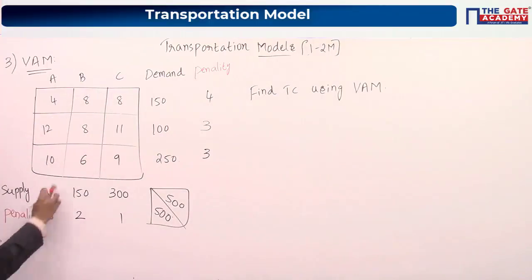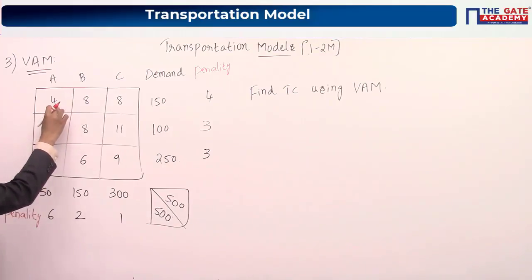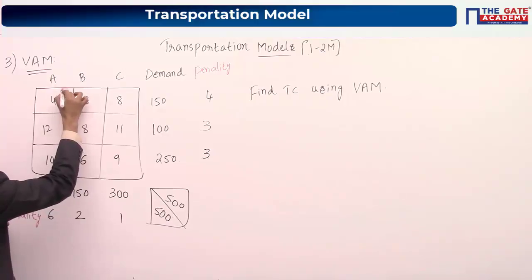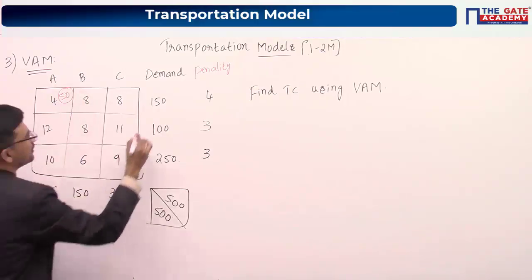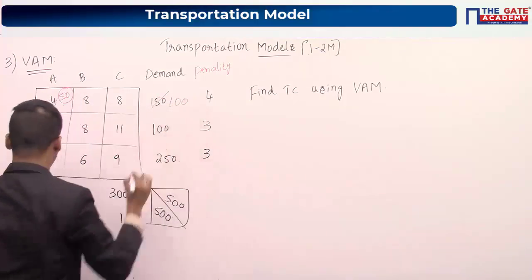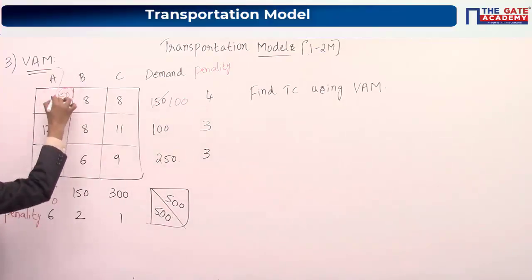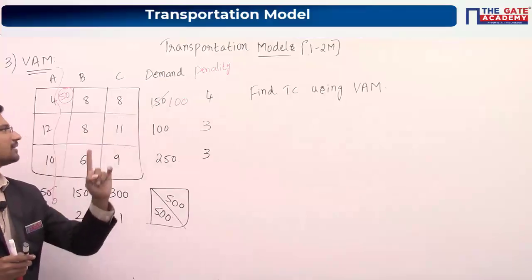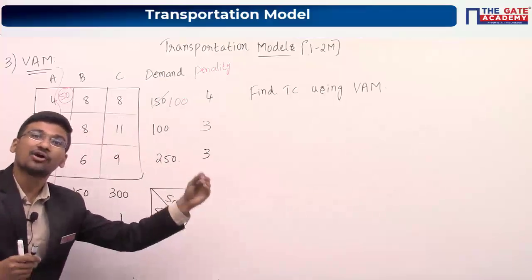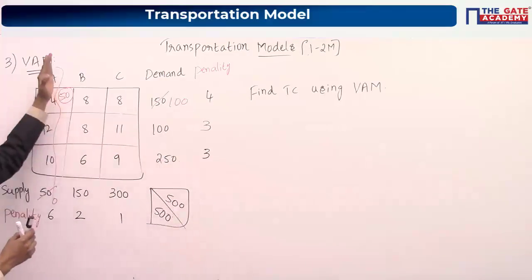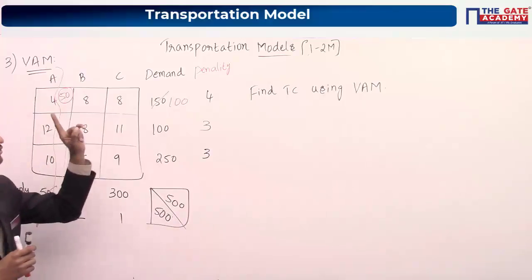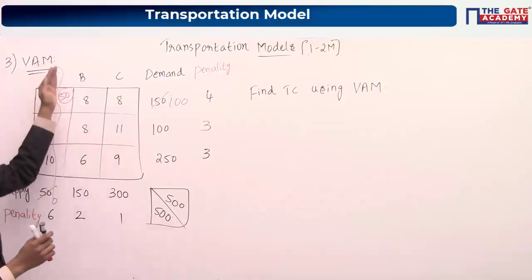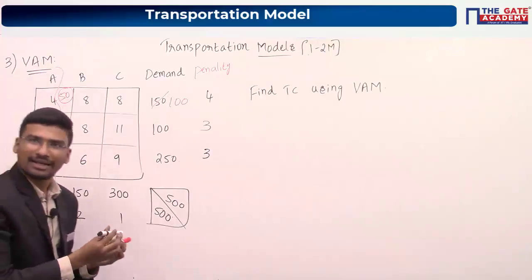So maximum penalty column, minimum cost cell. The minimum of these two is 50. So allocate 50 here, it will be 0. This will be 100. Now as this became 0, cancel this particular column. Now again you have to recalculate the penalties, because you have cancelled this column. Remove this column and calculate the penalties again.